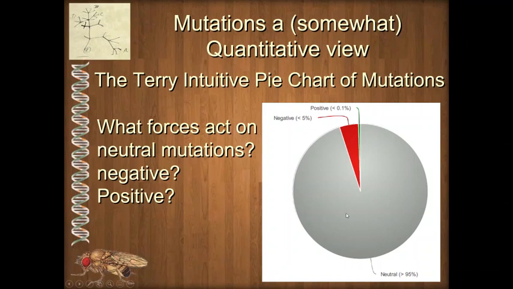So this is looking at all of the mutations and trying to see general trends and patterns. Most of the time, the vast majority of the time, and I'm going to say more than 95% of the time, it's neutral. So that's the gray area in our pie chart. Now realize Darwin had no idea about this.